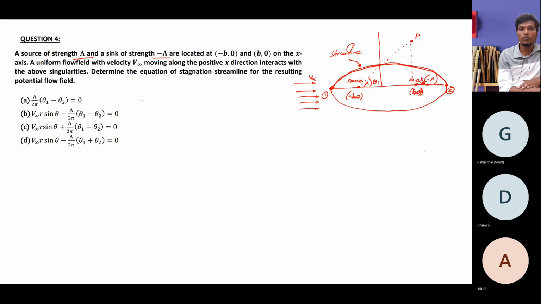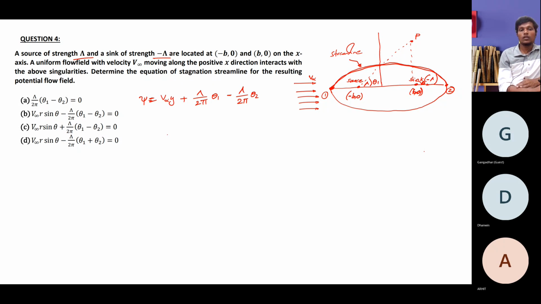And if you apply the same, your stream function psi will be equal to u infinity into y for the uniform flow field. Here it is stated a v infinity, not the u infinity. So it is your v infinity y, okay, plus capital lambda by 2 pi θ1 for the source flow, minus capital lambda by 2 pi θ2 for the sink flow, right?